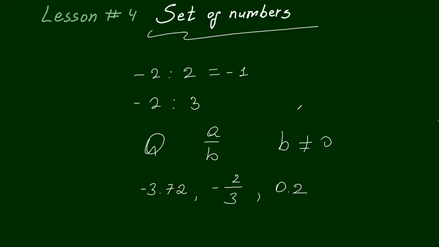And finally, we can give the definition of irrational numbers. Any real number that is not rational is irrational, like negative square root of 3 or negative square root of 2 or pi. All of these are irrational numbers.